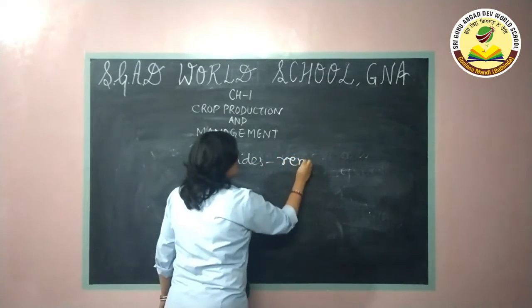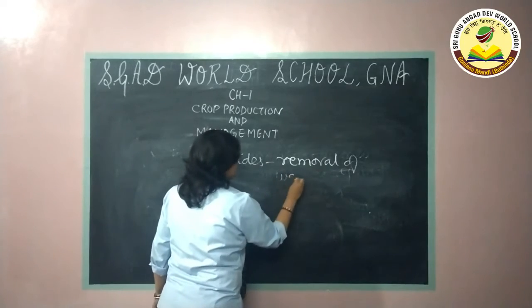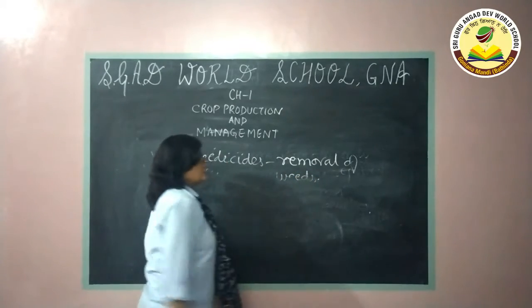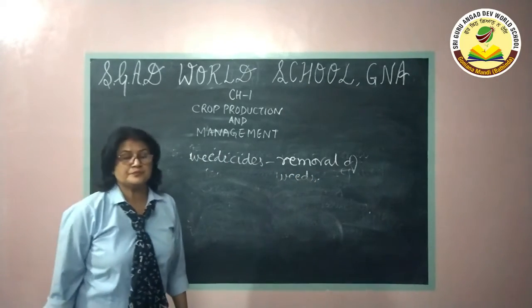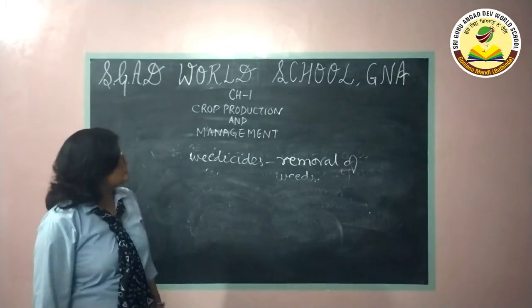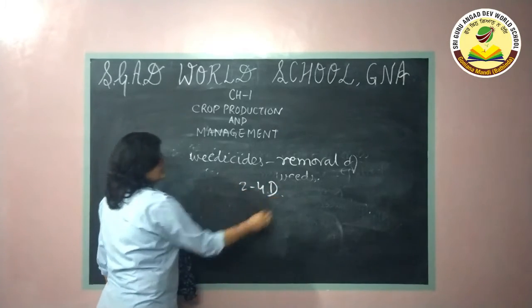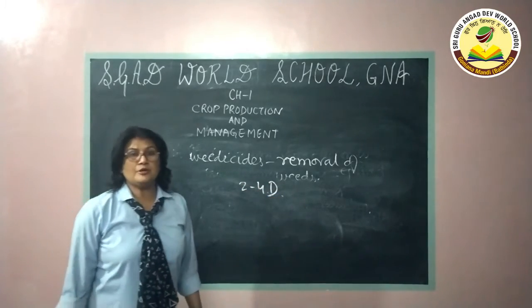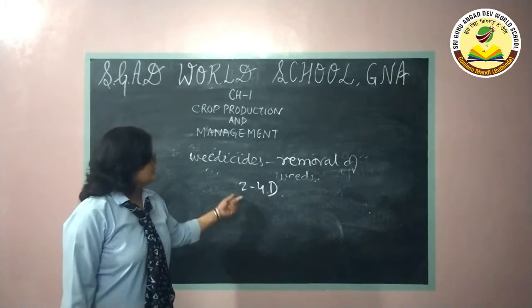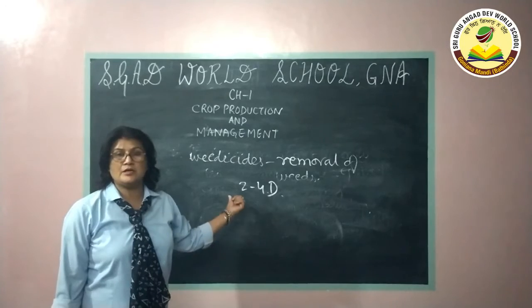Removal of weeds. For this we also use some chemicals, known as 2,4-D. It kills the particular weed and removes it from the main crop and saves the main crop.